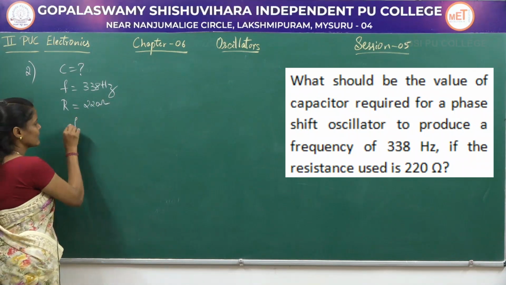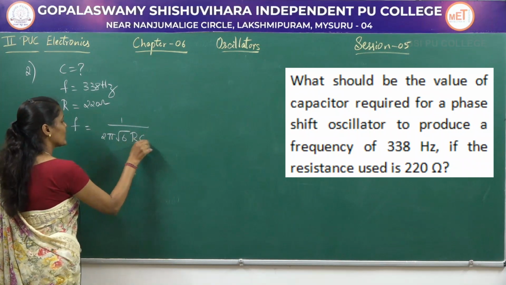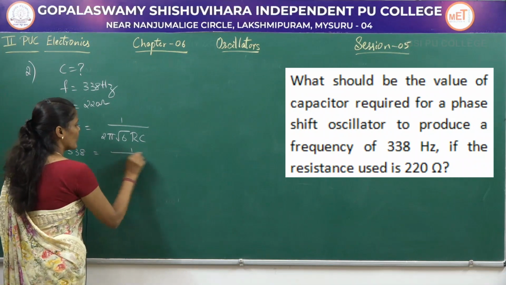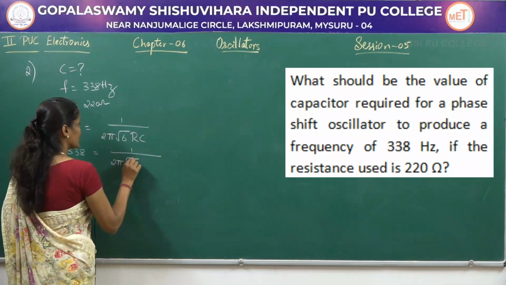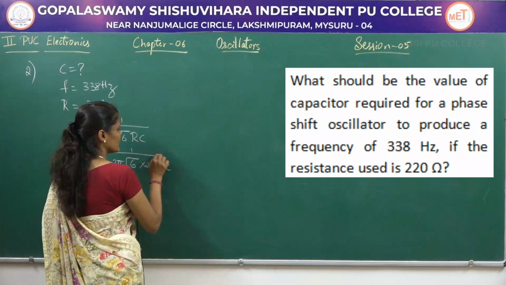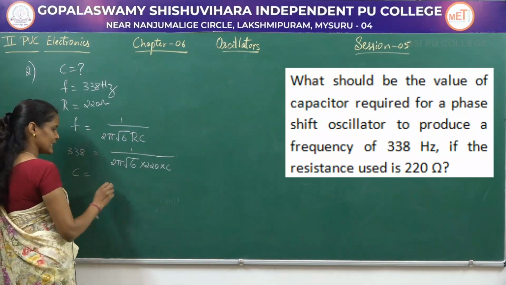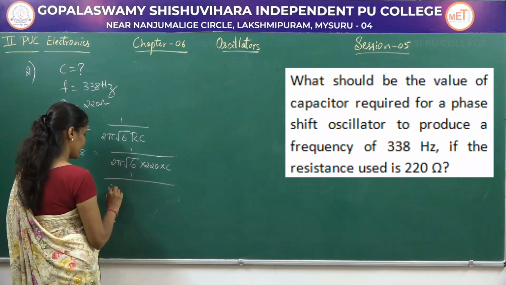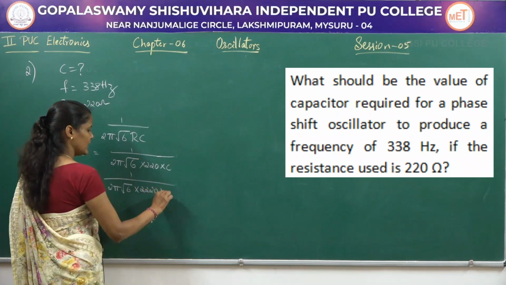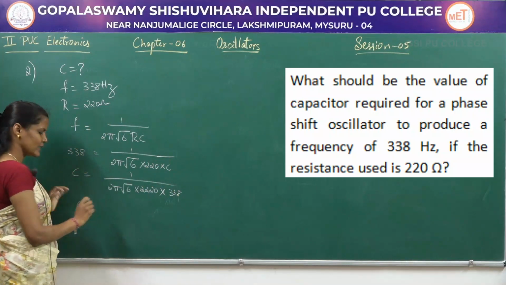Now we are having a direct formula. F is equal to 1 divided by 2 pi root 6 into RC. F is given, 338 is equal to 1 divided by 2 pi root 6, R value is 220 into C. C is unknown over here. So let's just cross multiply this. C is equal to 1 divided by 2 pi root 6 into 220 into this term, that is 338. So let's multiply this denominator part.